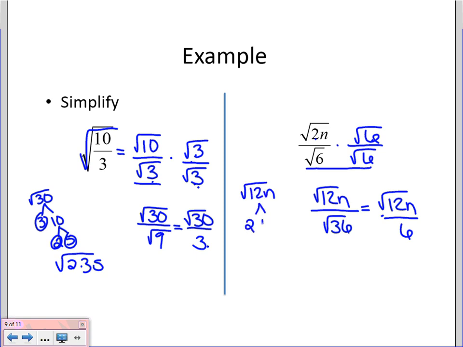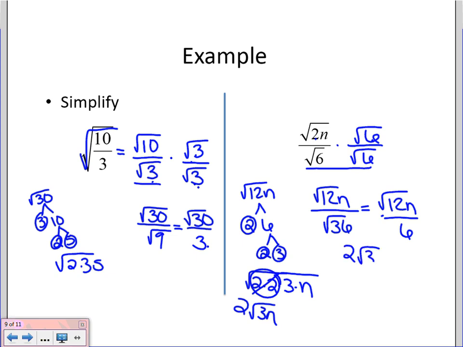Okay, so we're going to simplify this square root of 12n. Here we get 2 and 6, 2 and 3. And we write it all out as 2 times 2 times 3 times n. We've got one pair. Cross it out, bring it out. So this is 2 square root 3n over 6.